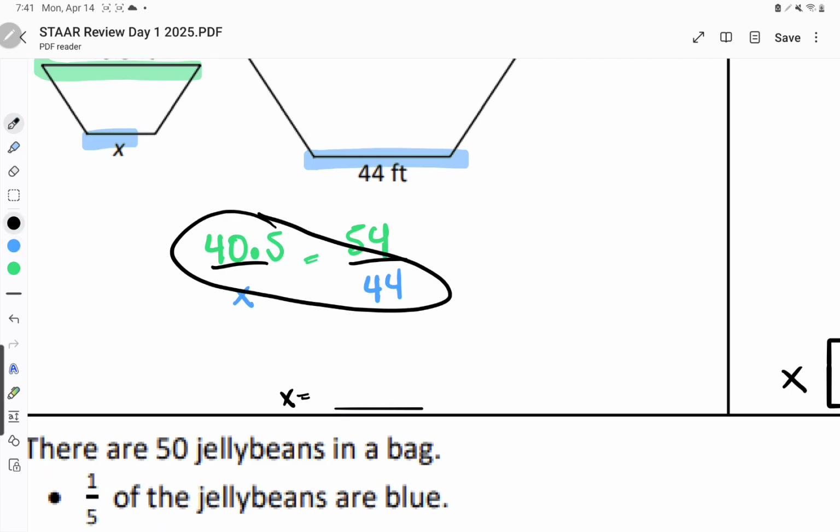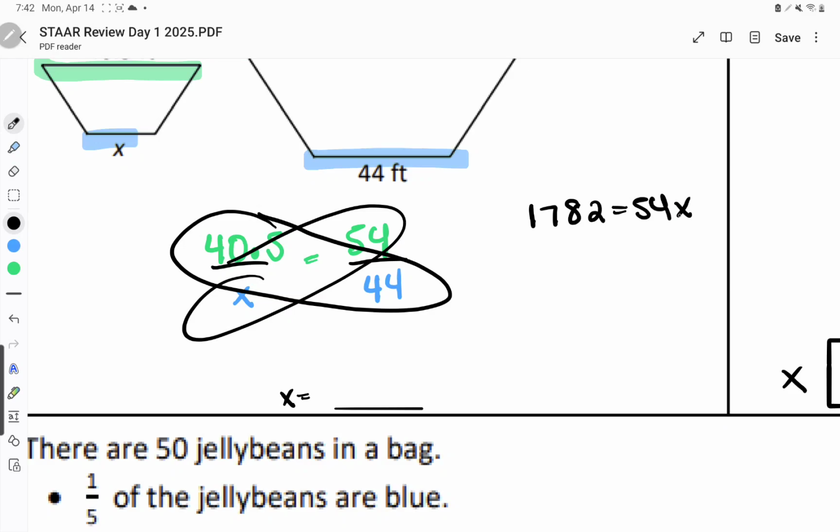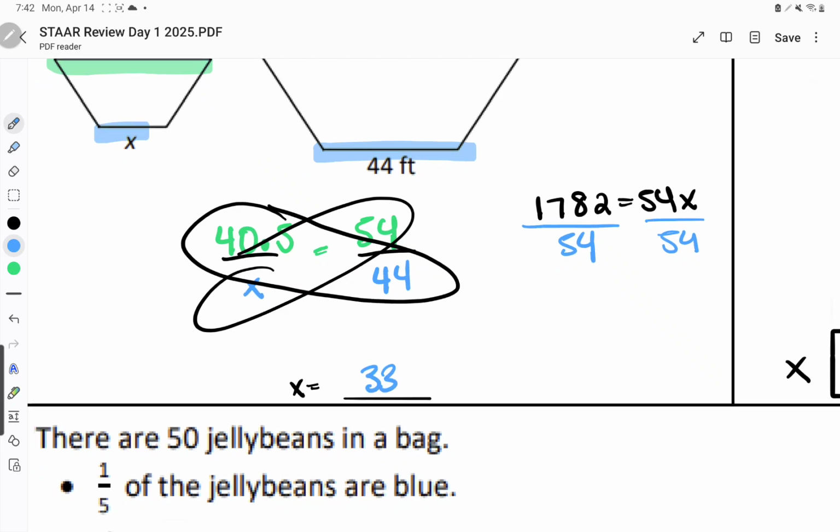So I would do 40.5 times 44. And that gives me 1,782 equals x times 54, which gives me 54x. We divide both sides by 54. And that gives me 33.